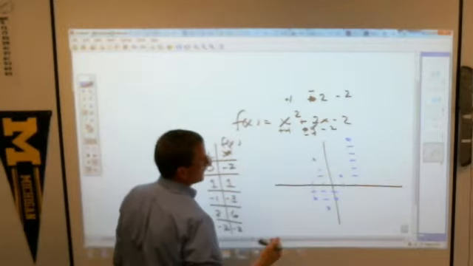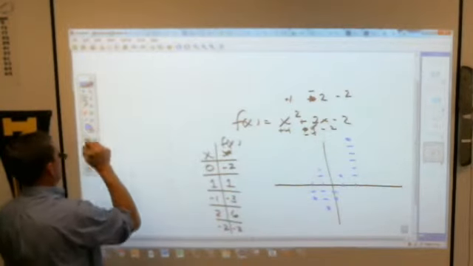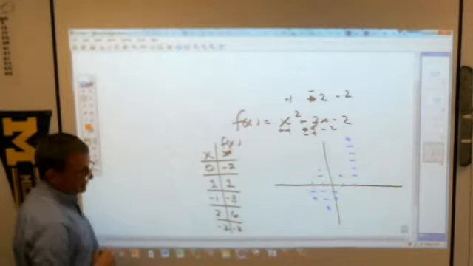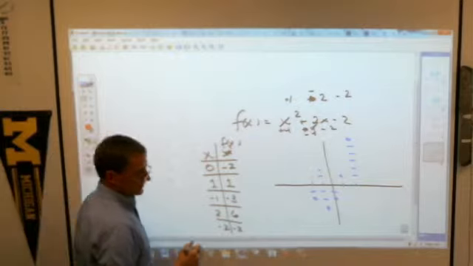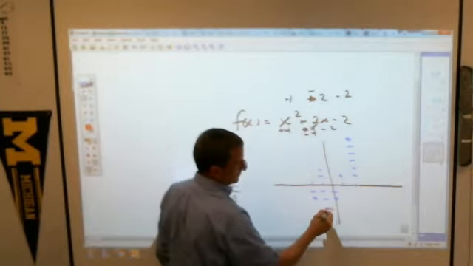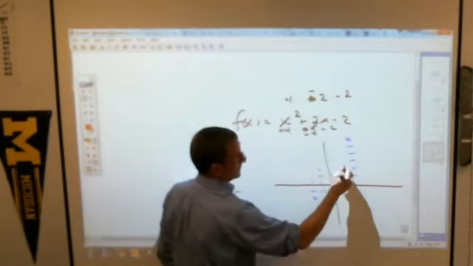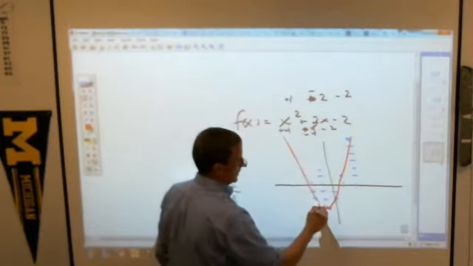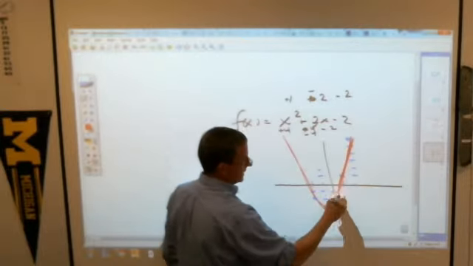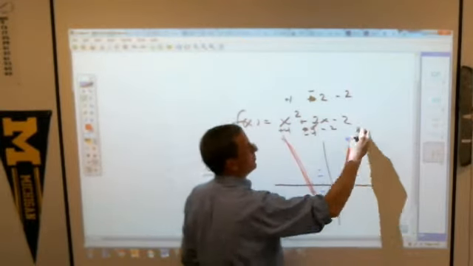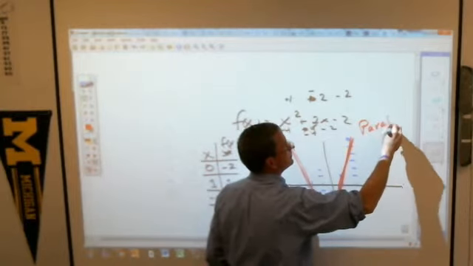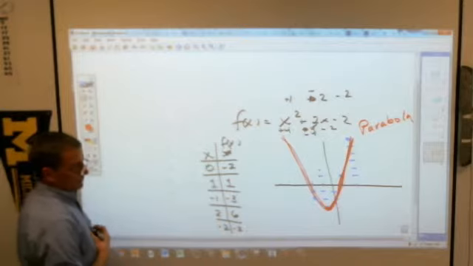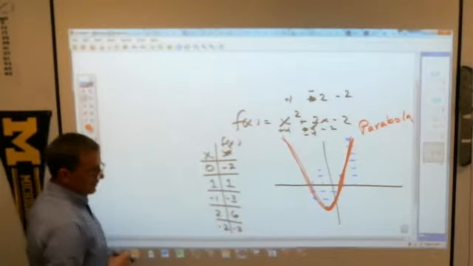This is not here. Alright, so if you look at those lines, the first thing you notice is they are not linear. You do not get a straight line. What you do get is this shape. Here's the bottom of it. It goes up like this, and it goes up like this. The shape of a quadratic is what we call a parabola. So anytime you see a parabola, you should think about a quadratic.